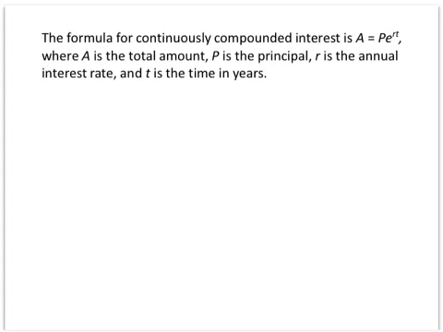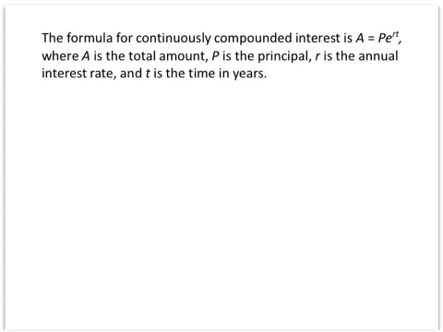Okay, moving on with the second part of 7.6, the natural base. The formula for continuously compounded interest is A equals P e to the rt. A is going to be your total amount, P is the principal, which is the amount that you would invest, R is the annual interest rate, and T is your time in years.